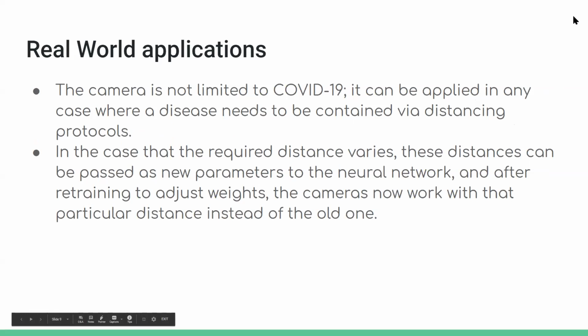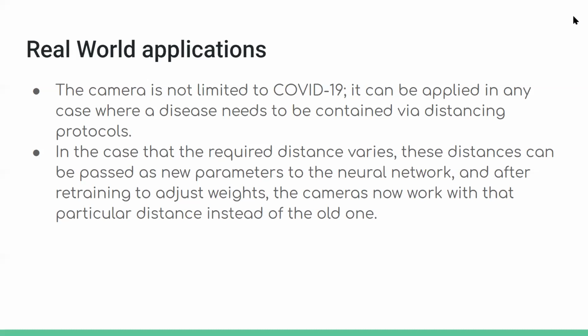So what are some real world applications other than what I've stated? One thing that's interesting to note is that this camera is not limited to just the COVID-19 outbreak. It can be applied in any case where a disease or something needs to be contained via some sort of distancing protocols. In the case that the required distance varies, for example, instead of 2 meters, we need to keep 5 meters away from each other, or 1 meter, it can vary. These distances can then just be passed to the AI as new parameters.